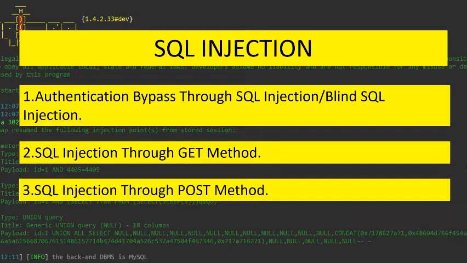The second thing that I am going to show you is SQL injection through the GET method. There are various HTTP methods like GET, POST, DELETE, OPTIONS, PUT. We will mostly be seeing the two methods, GET and POST, that are used in a website. So we will be seeing SQL injection through the GET method, and third, SQL injection through the POST method.